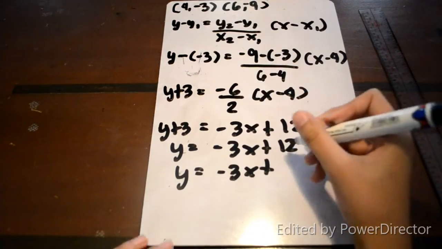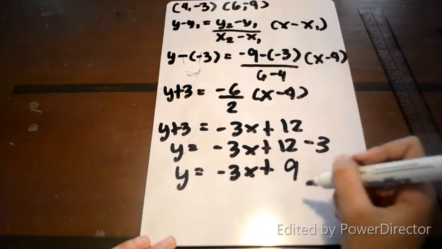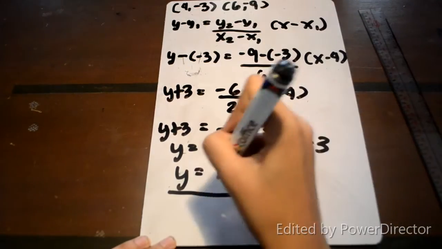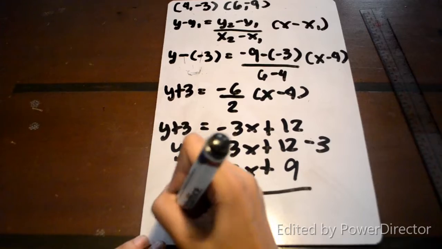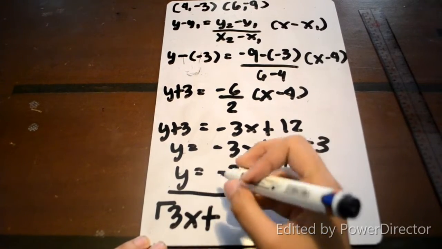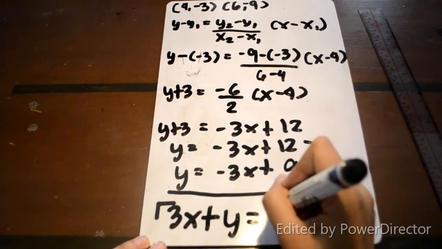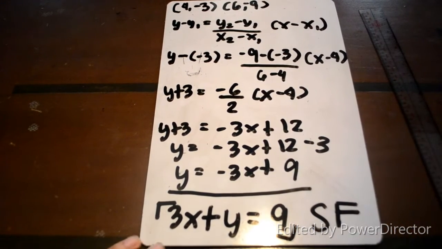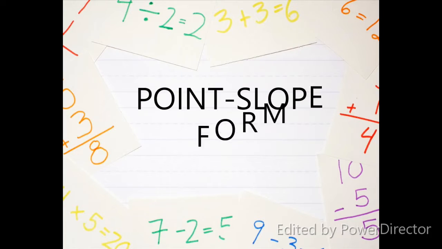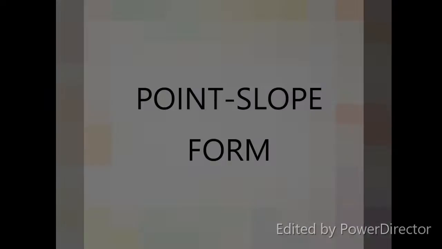That gives us y equals -3x plus 9, but in an equation, the first variable must always be in a positive value. Therefore, we need to multiply the whole equation with -1 to get 3x plus y equals 9. That concludes that 3x plus y equals 9 is the 2-point form of (4, -3) and (6, -9) in standard form. Now, we will solve using the point-slope form.